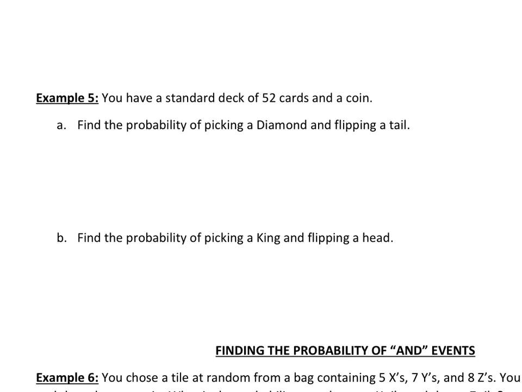Okay, you may pause here and try example 5. Otherwise, we'll get solving. So if you have a standard deck of 52 cards and a coin, so again, 2 different independent events, what's the probability of picking a diamond and flipping a tail? So hopefully we understand that there are 4 suits in a deck of cards, one of which is the diamond. And if we are flipping a coin, that would be a 1 in 2 chance. But the chance of both of them happening, multiplied together, would be 1 out of 8.